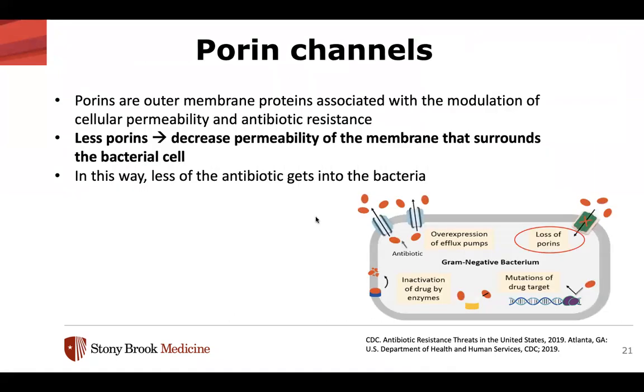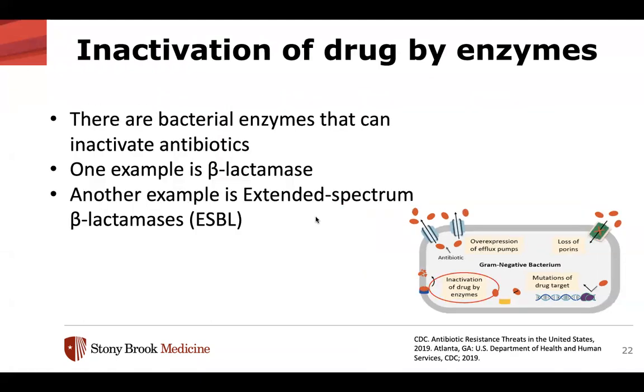There are also porin channels. Porins are outer membrane proteins associated with the modulation of cellular permeability. Less porins means decreased permeability of the membrane that surrounds the bacterial cell, so less of the antibiotic gets into the bacteria. There's also inactivation of the drug by enzymes. There are bacterial enzymes that can inactivate antibiotics. One example is beta lactamase, which destroys the active component of the beta lactam ring of penicillins. Another example is ESBL. Bacteria that produce ESBL have become a major problem. They can degrade a wide spectrum of beta lactam antibiotics, sometimes also the last resort drugs available for infections with these bacteria.